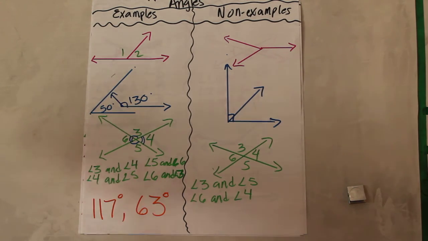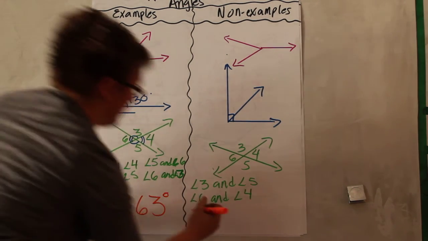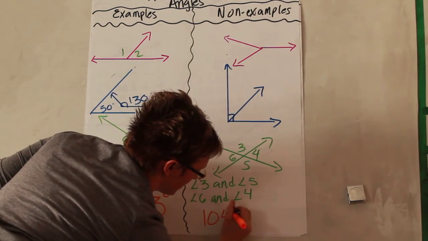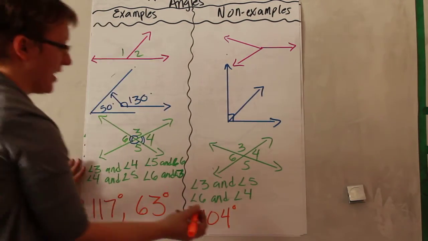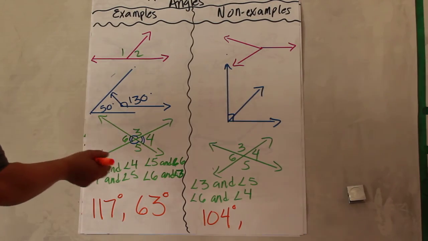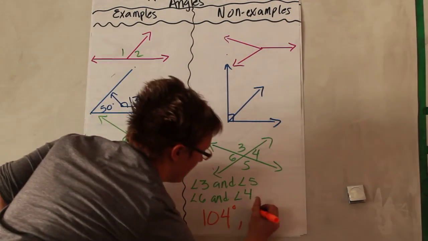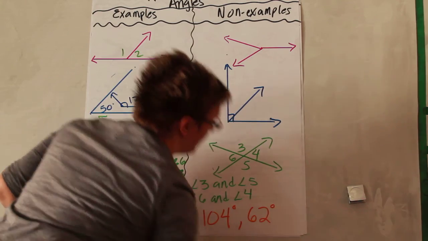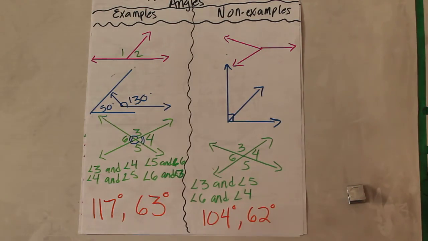And then finally, two numbers that do not add up. Now I just chose some random ones. If you check and add them together and they do not add up to 180 degrees, there is no way that it could be supplementary angles.